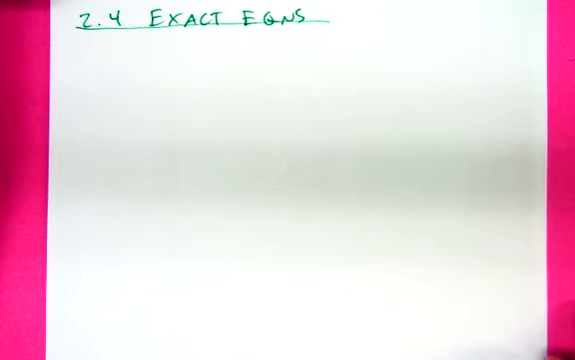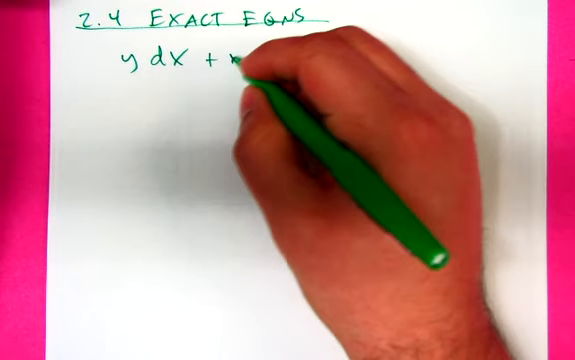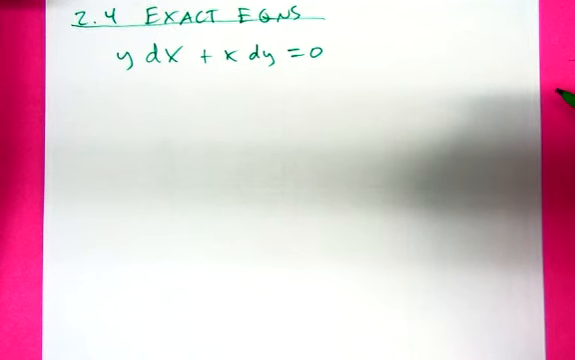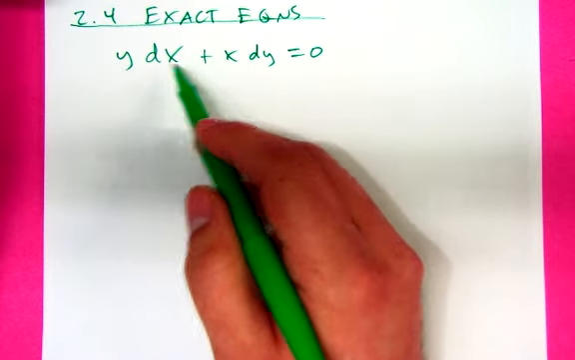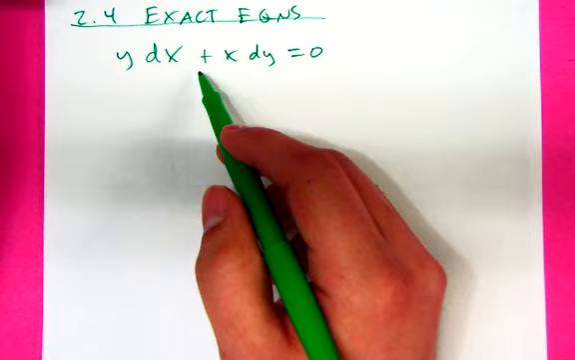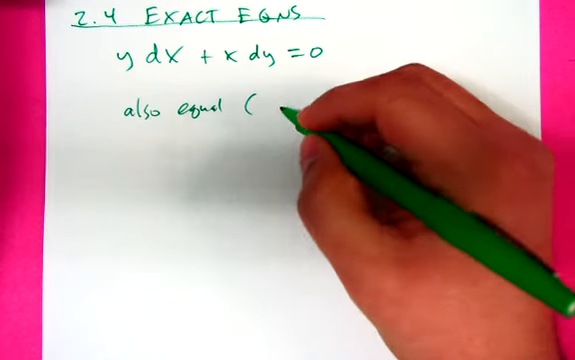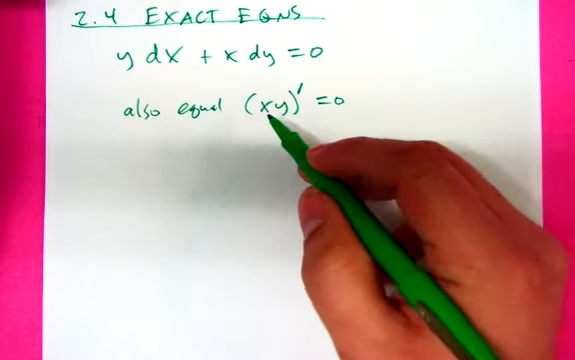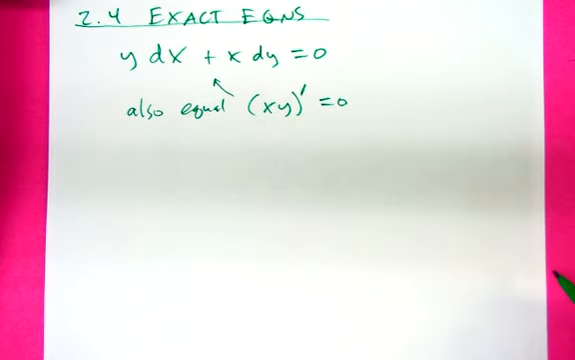And to understand what they are, we'll start with the simple equation y dx plus x dy equals 0. Which, by the way, is separable, right? And is also homogeneous. And is also equal to the derivative of the product of x and y. So if we took the derivative of xy, we get exactly y dx plus x dy equal to 0.